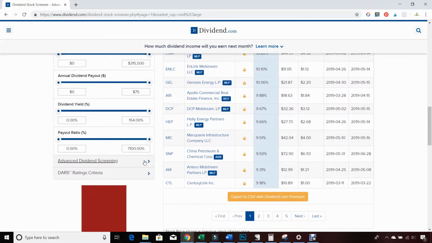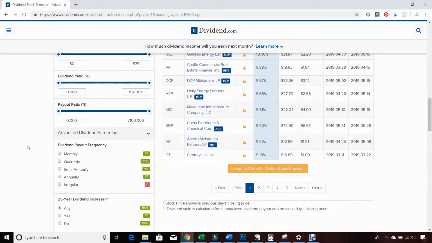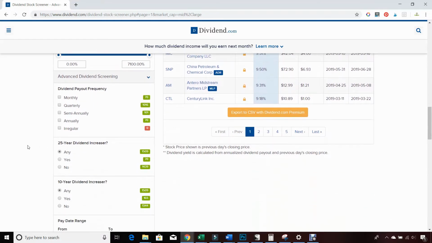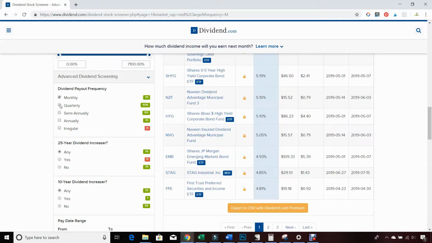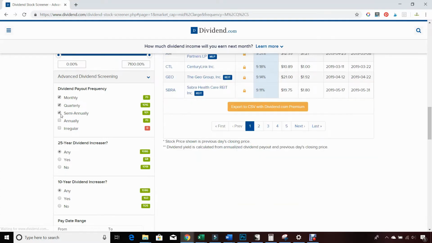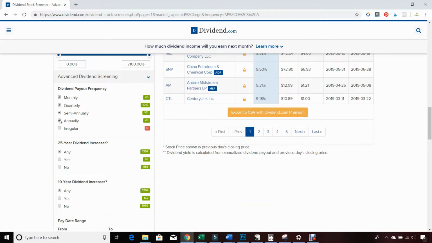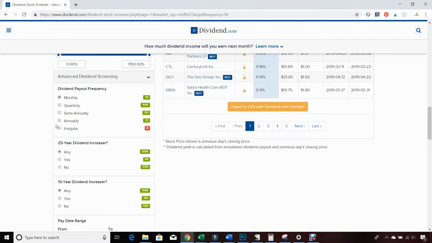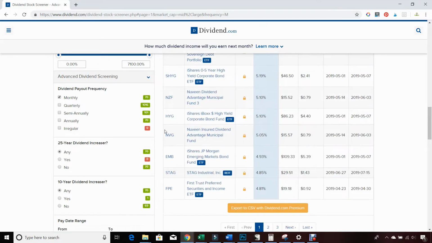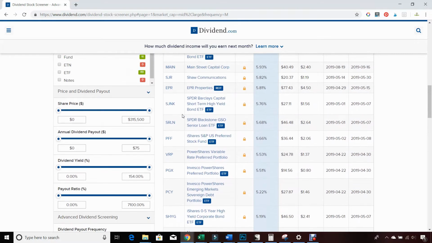Now, once you get into the advanced screening methods, I think it's really cool how you can screen with Dividend.com. One of my favorite ways to screen is by the dividend payout frequency. So you can screen by stocks that pay a monthly dividend, quarterly dividend, semi-annual dividend, or just annually. So if you're really looking for monthly dividend stocks, you can screen for these ones.